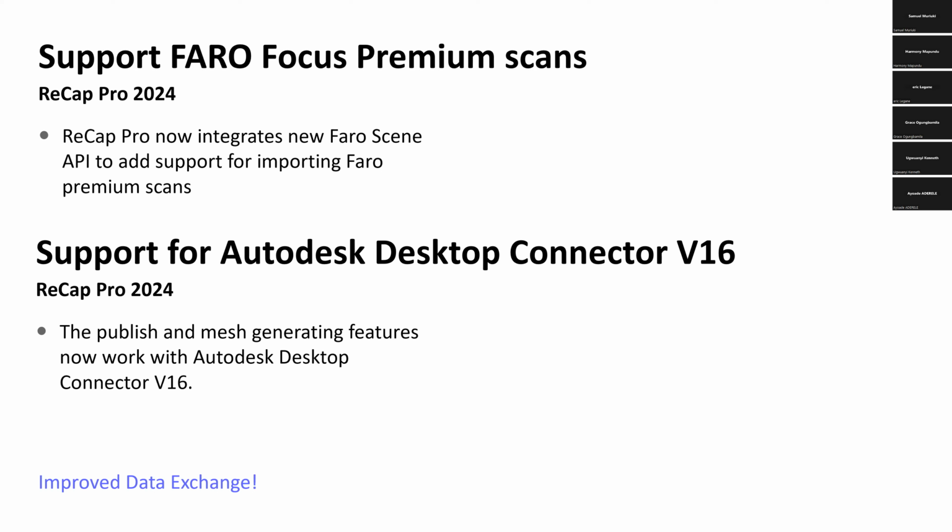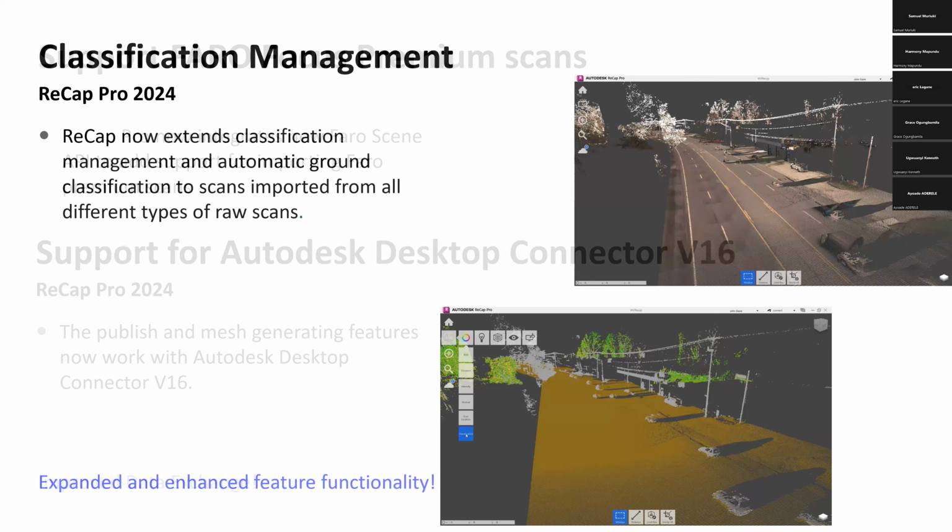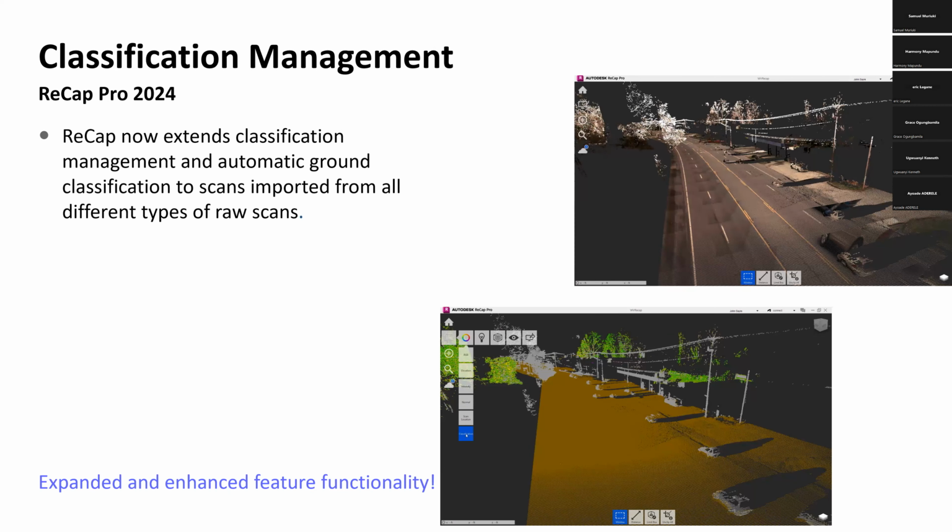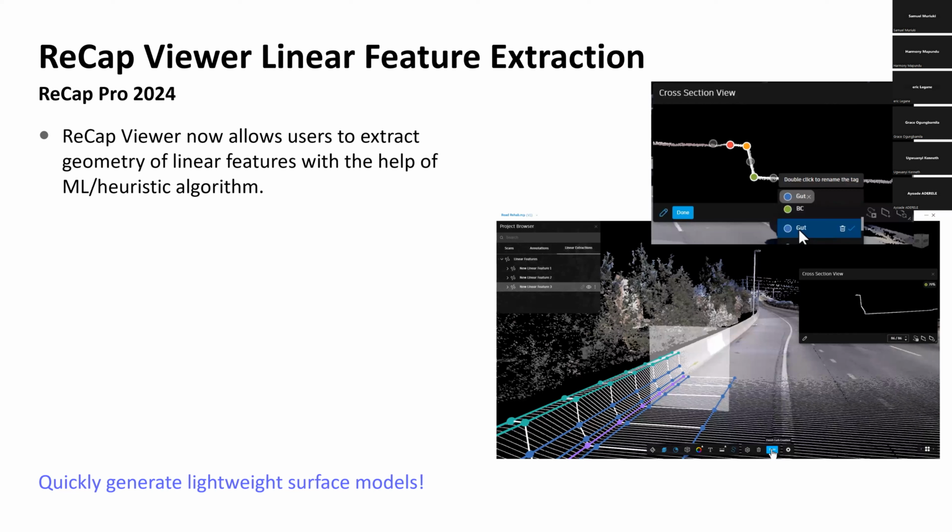The next slide will just highlight what I've just said, like classification, which has been extended, and being able to automatically manage ground classifications of various imported scans from the different types of raw scans you might have used. Also, in the viewer you're now able to extract geometry within Recap online, which is very important. It means I'm able to extract these features not only on the desktop, but even when viewing the data directly from the cloud before downloading it to my desktop. And I think the live demo part I've already shown.